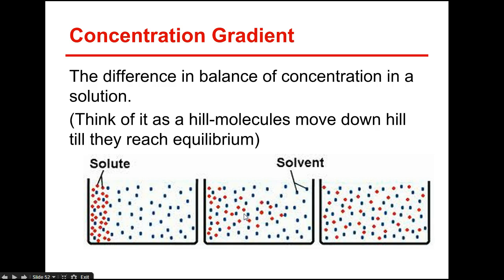Now, concentration gradient. Concentration gradient is where you have a difference in balance of concentration in the solution. So that means you have one part or portion that has more solute than another. Think of it like a hill. The higher the concentration gradient, or the bigger the difference in your concentration, the steeper the hill. So we have a very large concentration gradient here. We have a huge difference between the concentration on this side of the solution and this side. So there will be a lot of diffusion, a lot of passive transport.